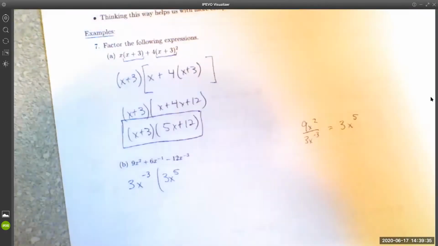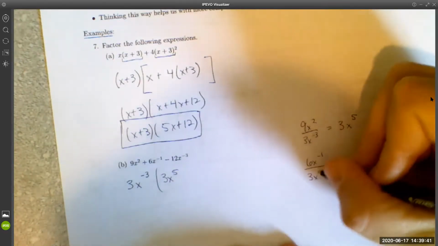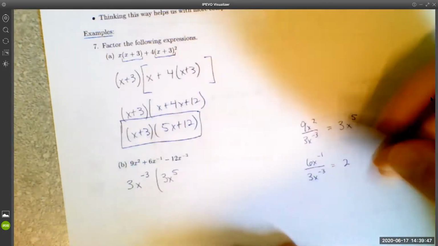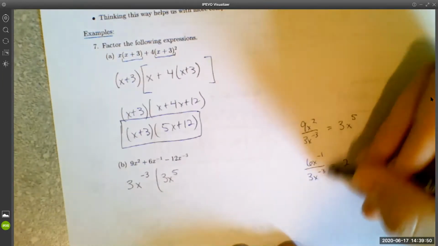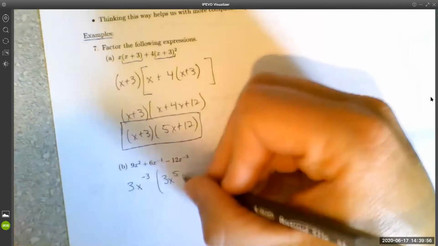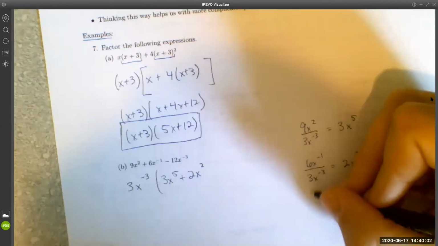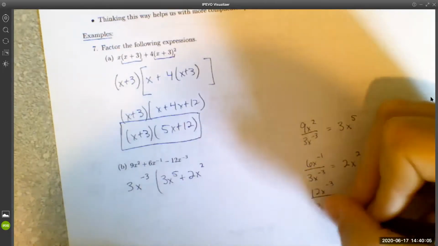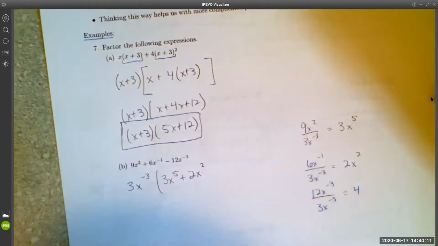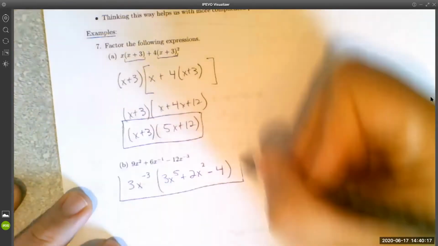We can do the same thing with 6x to the negative 1, right? 6x to the negative 1 divided by 3x to the negative 3. 6 divided by 3 is 2. X to the negative 1 divided by x to the negative 3. We're going to do negative 1 minus negative 3. That's negative 1 plus 3, which is a positive 2. Right? So we're going to get a 2x squared. And then finally, 12x to the negative 3 divided by 3x to the negative 3. 12 divided by 3 is 4. X to the negative 3 divided by x to the negative 3 is 1. So we get a minus 4. Okay, and that's how we would factor out the GCF of that one.